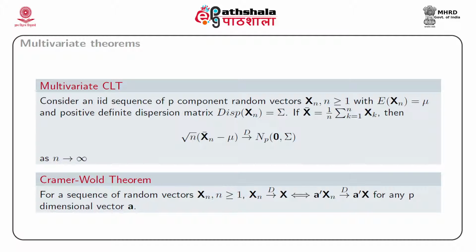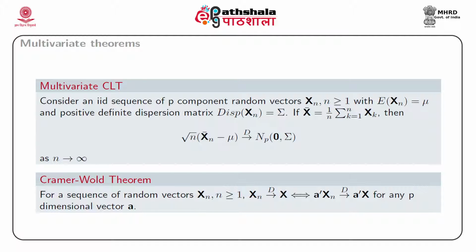For a sequence of random vectors Xn, Xn converges to X in distribution if and only if the scalar product of a and Xn converges in distribution to the scalar product of a and X, where a is some p-dimensional vector. This result has tremendous importance in large sample theory, as we shall discuss.